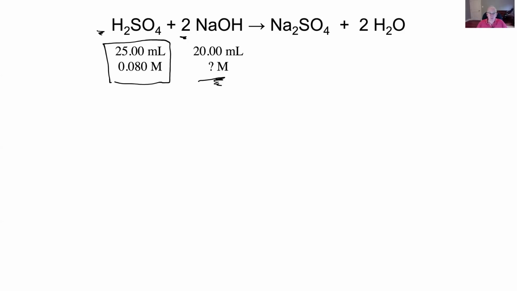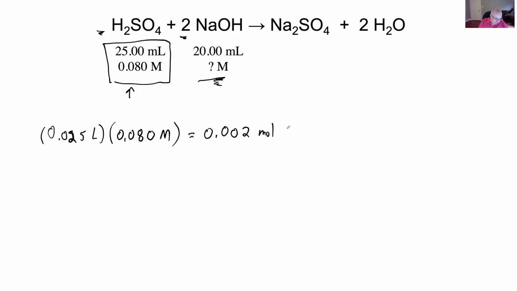So I'm going to start with the thing I know, and that's the acid. I have 0.025 liters times 0.080 molar. If I multiply that out, it's pretty easy to do. That gives me 0.002 moles of acid, H2SO4.